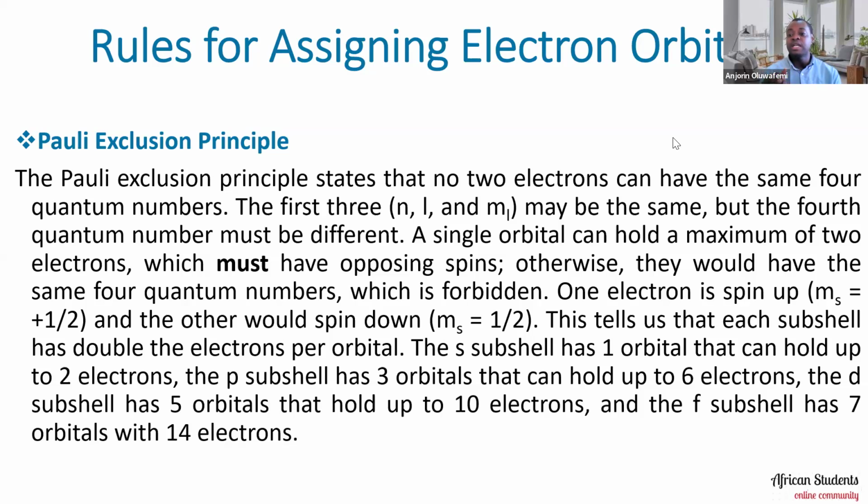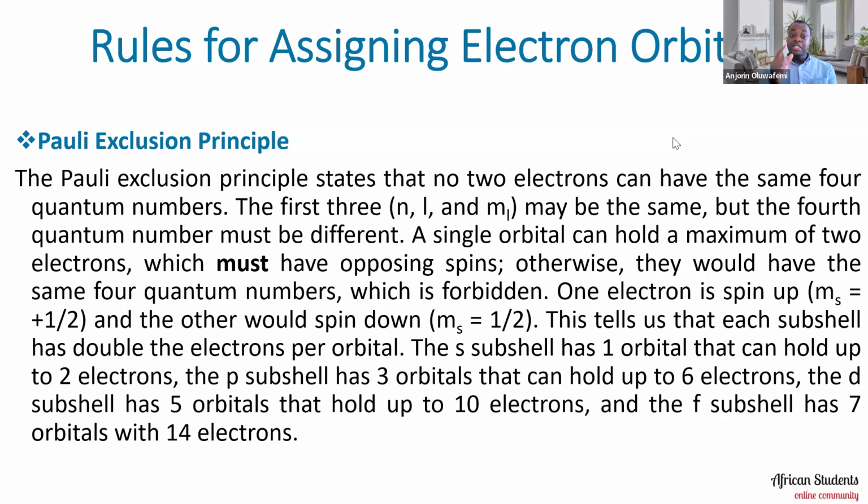And now, this tells us that each subshell has double the electrons per orbital. The s subshell has 1 orbital that can hold up to 2 electrons. The p subshell has 3 orbitals that can hold up to 6 electrons, because the p orbital is degenerate into 3. We have the px, the py, and then the pz, you understand? And each of the px, py, and pz can hold a maximum of two electrons, spinning down, spinning up, as the case may be. So it can hold a total of 6 electrons.